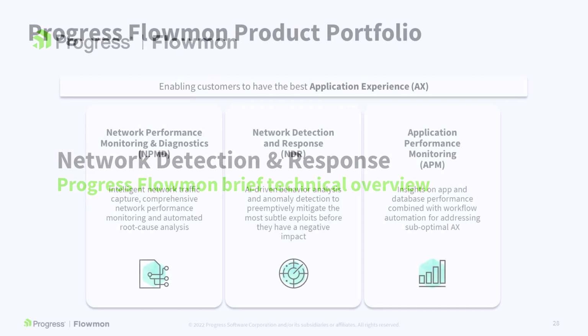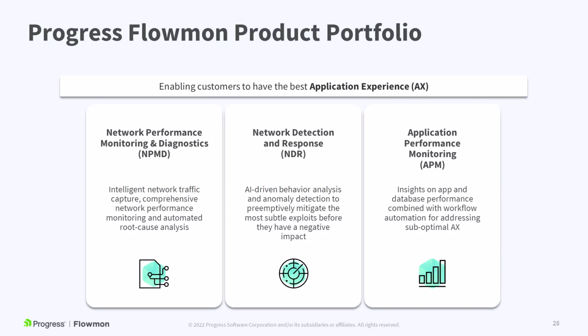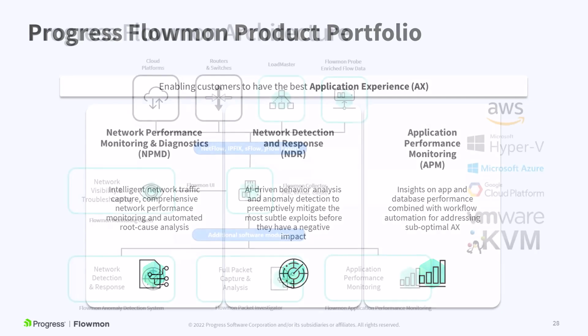Let's take a look. The foundation of the Flowmon product is forensic level network detail that focuses on enabling a few critical areas. It enables network operations personnel with a tool set to capture traffic and root cause network performance issues incredibly quickly and with automated analysis as well. It leverages AI-driven behavior analysis and anomaly detection to preemptively mitigate the most subtle exploits before they have a negative impact. And it delivers key insights on app and database performance, combined with workflow automation for addressing suboptimal application experience.